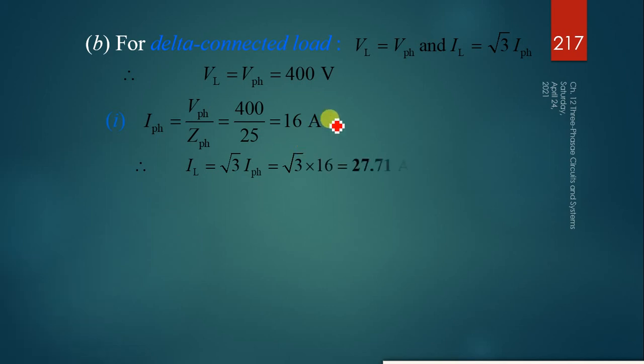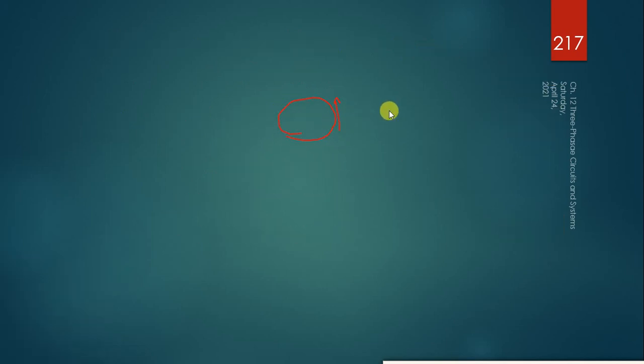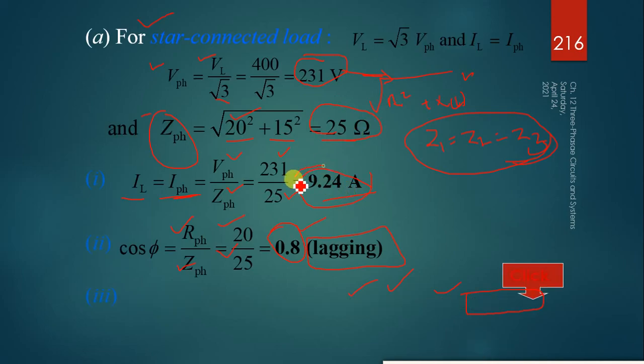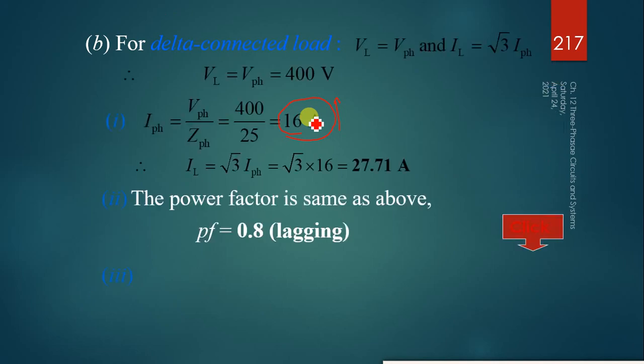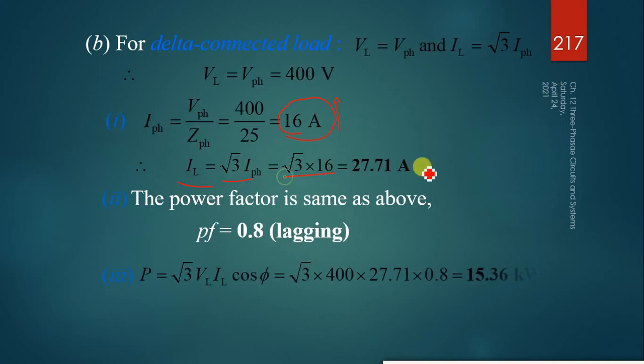We already know in delta connection the current rating will be more. In the previous case the current was hardly 9 amps, but here it is 16 amps. We got a larger current. So IL is equal to under root 3 I phase, which is 27 amps altogether. Even the phase current is more, and the line current is much more. It's very huge, more than 3 times.